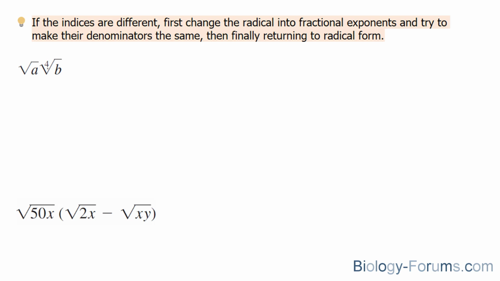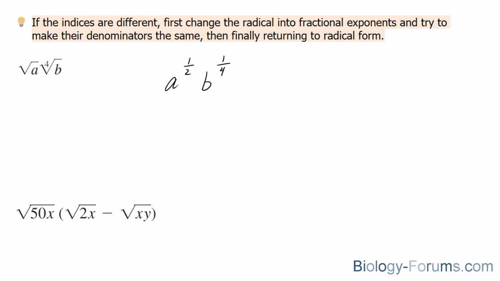This has an index of 2, this has an index of 4. In order to combine these, I've written a note here that if the indices are different, first change the radical into fractional exponents, and then try to make the denominators the same, then finally returning to radical form. So this is what I'm referring to. We all know that the square root of a is the same thing as saying a to the power of half. And similarly, the fourth root of b is the same as saying b to the power of 1 over 4.